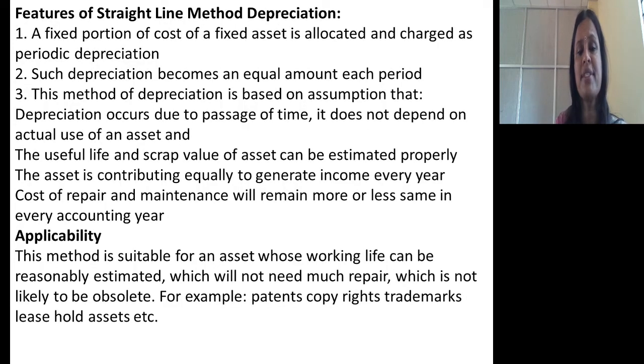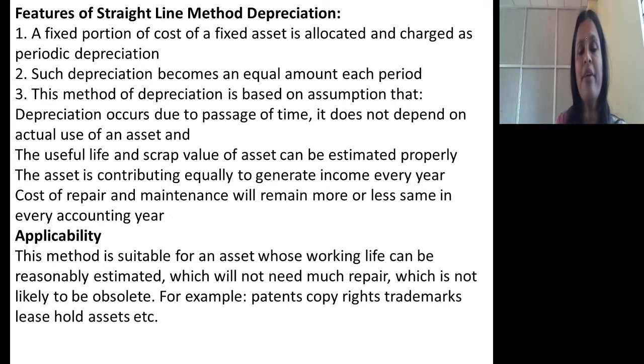What are the features of the straight line method, also known as the original cost method? Under this method, an equal amount will be charged as depreciation every year. The value of the asset reaches zero at the end of its lifetime. Next, a fixed portion of the cost of the fixed asset is allocated and charged as periodic depreciation. This method is based on the assumption that depreciation occurs due to passage of time. It doesn't depend on actual use of an asset. So, depreciation of an asset arises due to passage of time, not because of use of the asset.